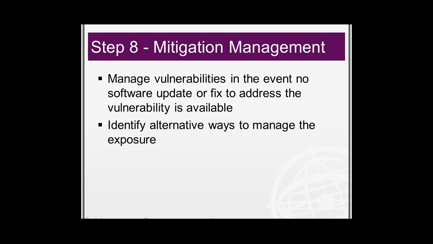So in step 8, we have mitigation management. An element often overlooked when people have an effective vulnerability management program, well, I'll say it's not effective until you look at this, but it's often overlooked as part of your program, is how to manage vulnerabilities in the event no software update or fix is there to address the vulnerability problem. So what do we do? There's no patch yet. There's no updates. There's no fix.